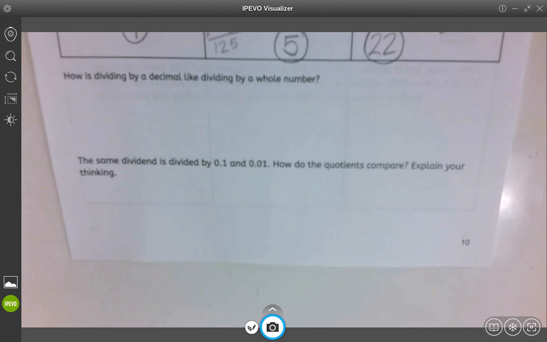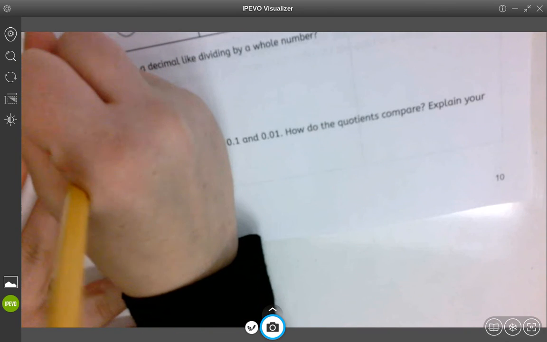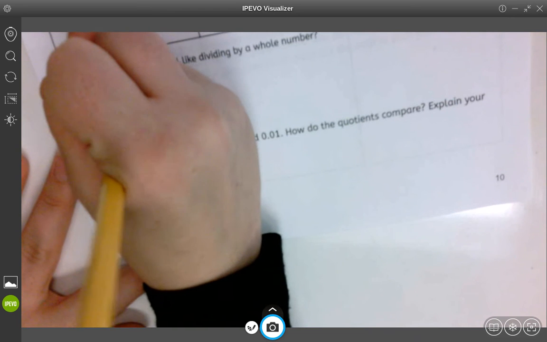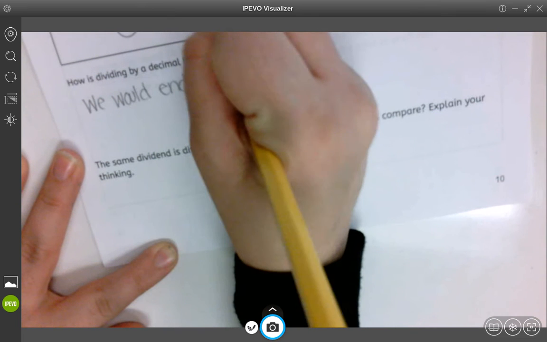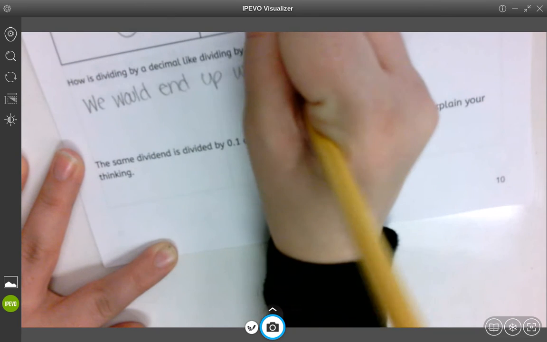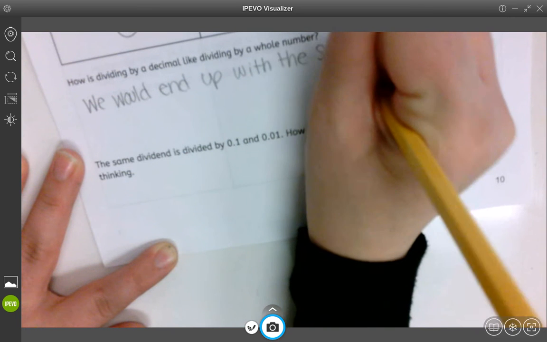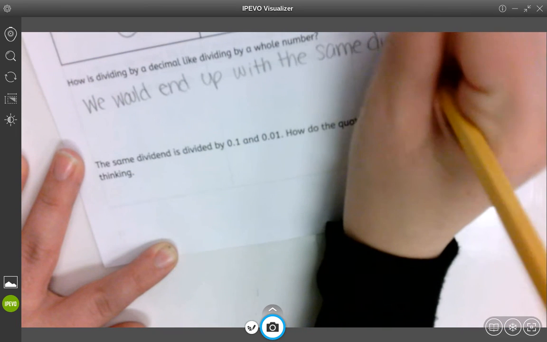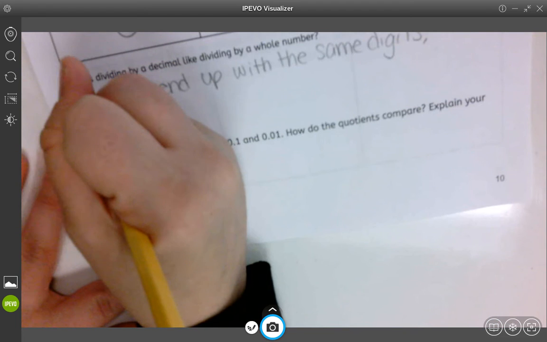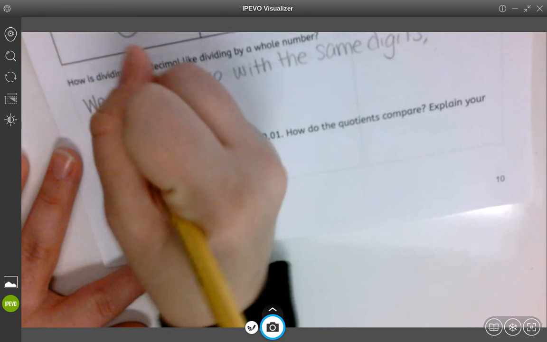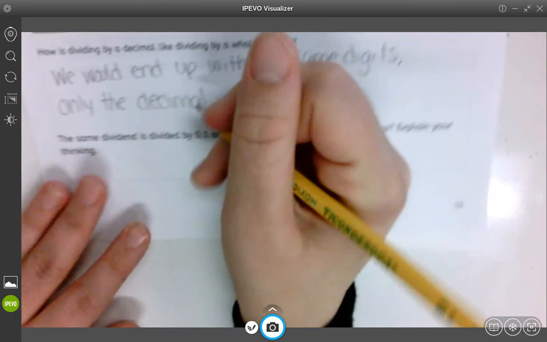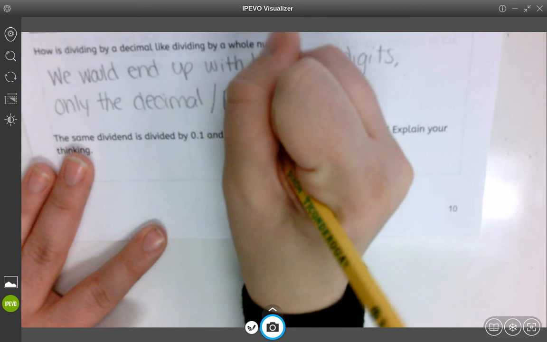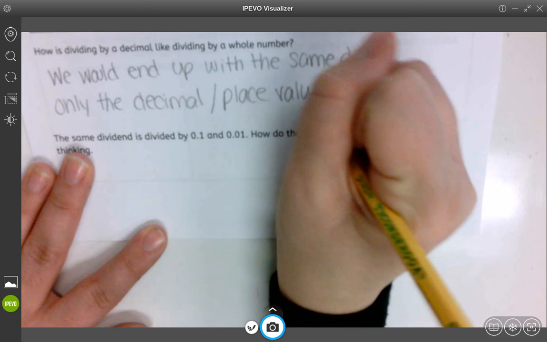How is dividing by a decimal like dividing by a whole number? Well, we would end up with the same digits, only the decimal or our place value changes.